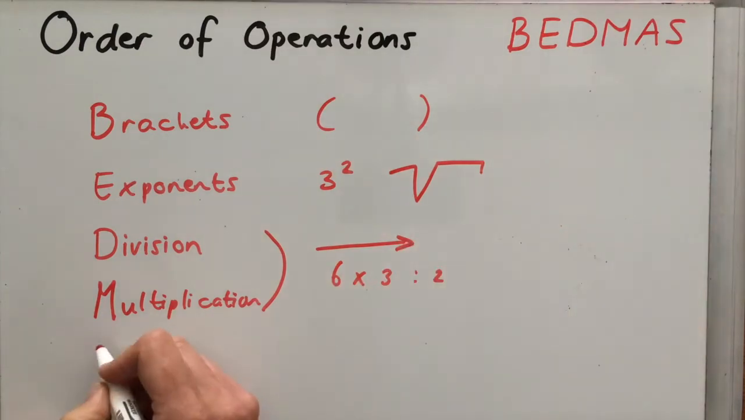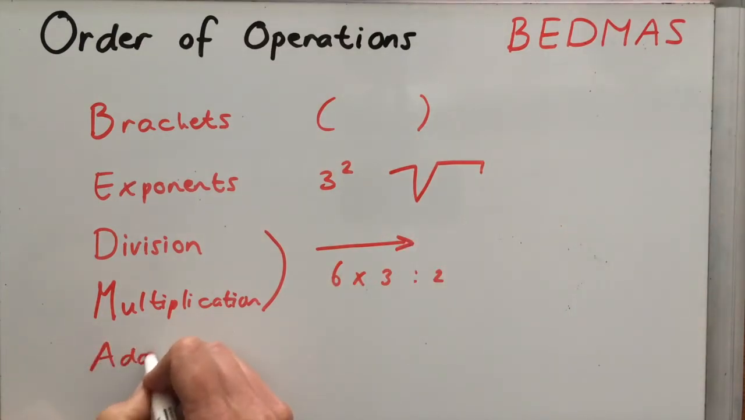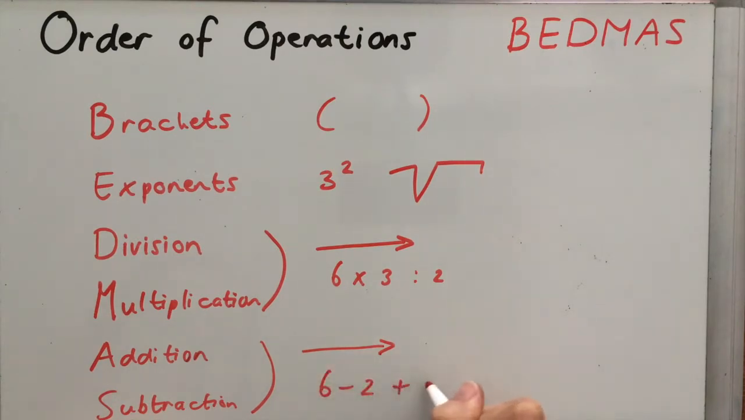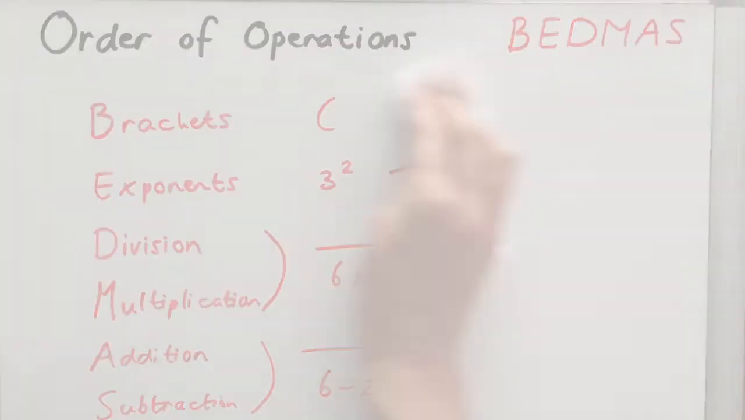The last two letters are the A for addition and the S for subtraction. And also these two are worth the same, and you solve them from left to right. So you can see this, you solve them this way. Let's take a look at some examples.